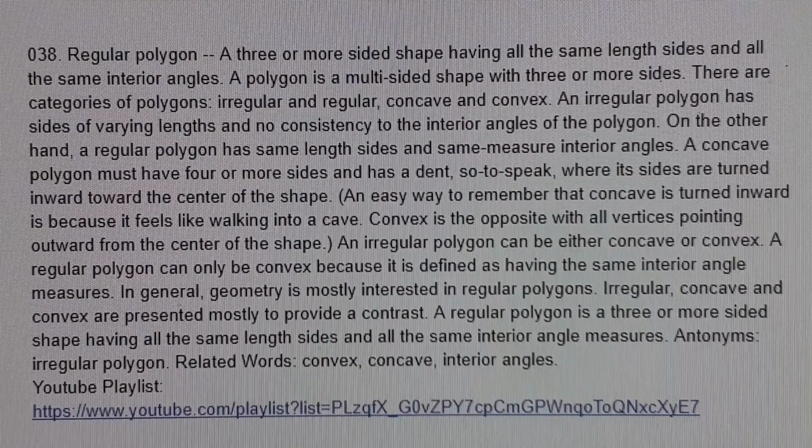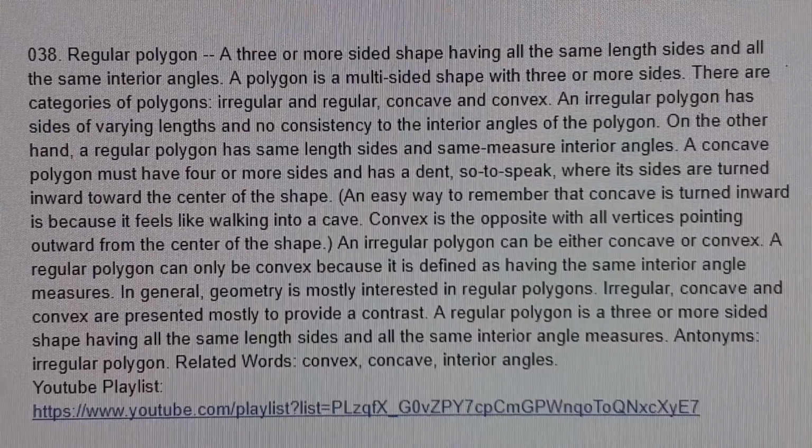A concave polygon must have four or more sides and has a dent, so to speak, where its sides are turned inward toward the center of the shape. (An easy way to remember that concave is turned inward is because it feels like walking into a cave.)